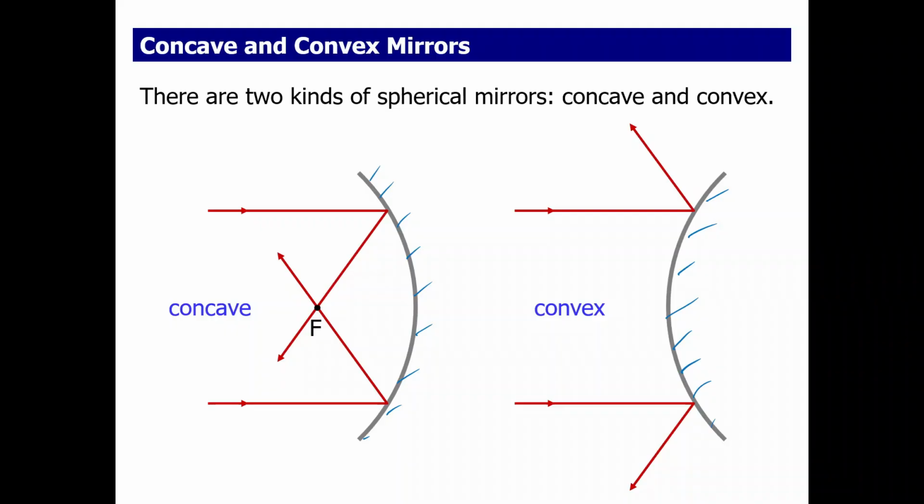Okay, so the behavior of these mirrors is different. Sometimes we call concave mirrors converging. They're often called converging mirrors because you can see that the tendency of the light rays is to converge, although it's not 100%. And then convex are often called diverging mirrors because you can see the light rays tend to bounce away from each other.